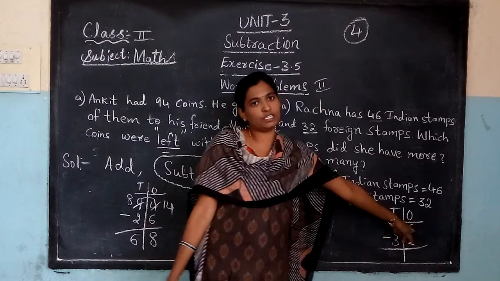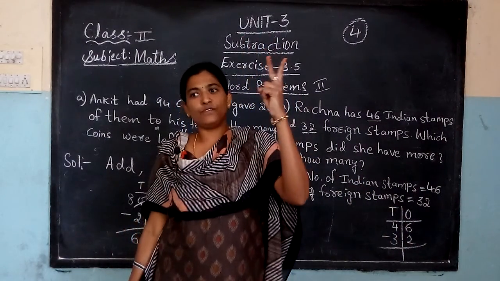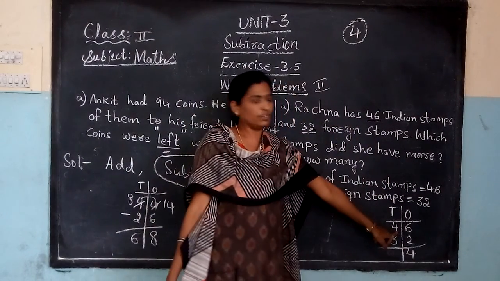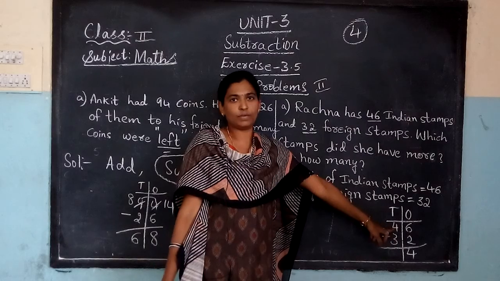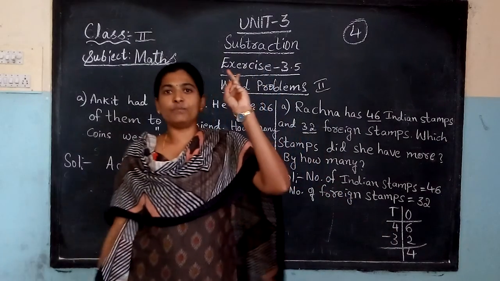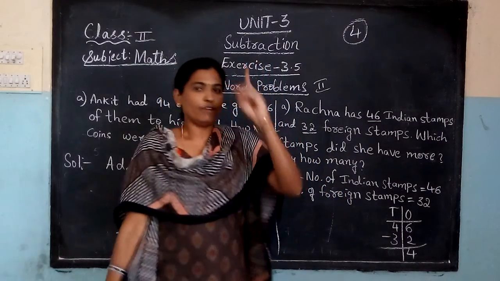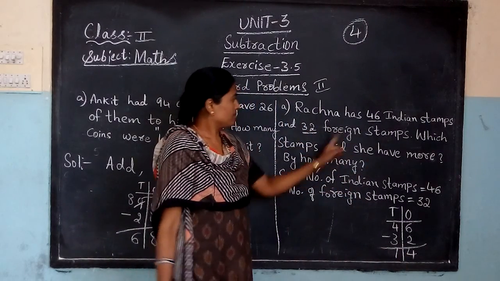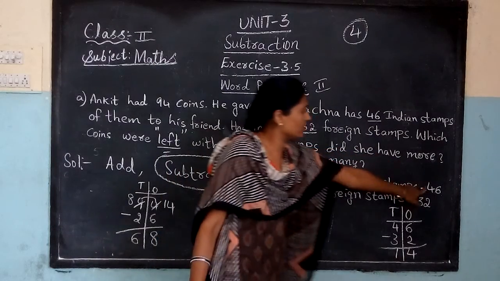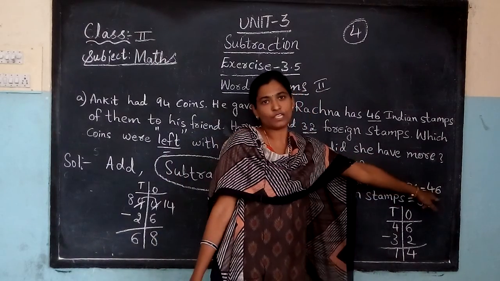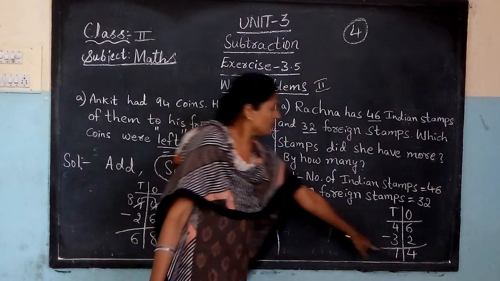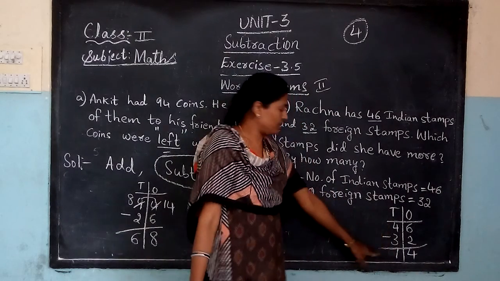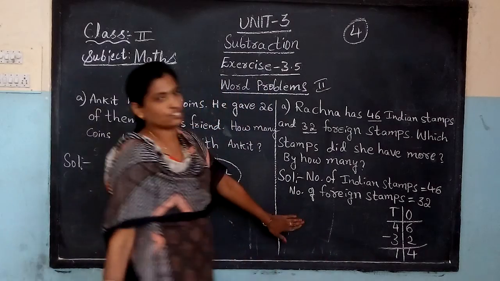6 minus 2. 6 in the mind, 2 on your fingers. 6 before 5, 4. Yes. Again, 4 in the tens column, 3 on your fingers. 4 in the mind and 3 on your fingers. 4 before 3, 2, 1. Yes, 14. See here. Which stamps did she have more? Among these two, you told that Indian stamps are more. By how many? Means 14. 14 is more. By how many means 14. Yes, I think you understood this.